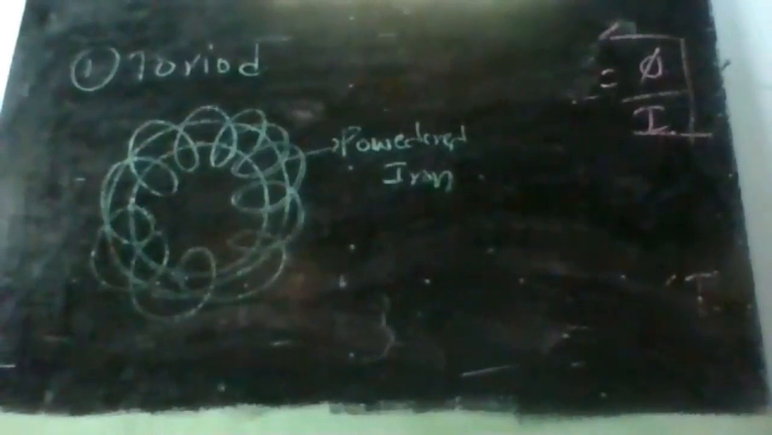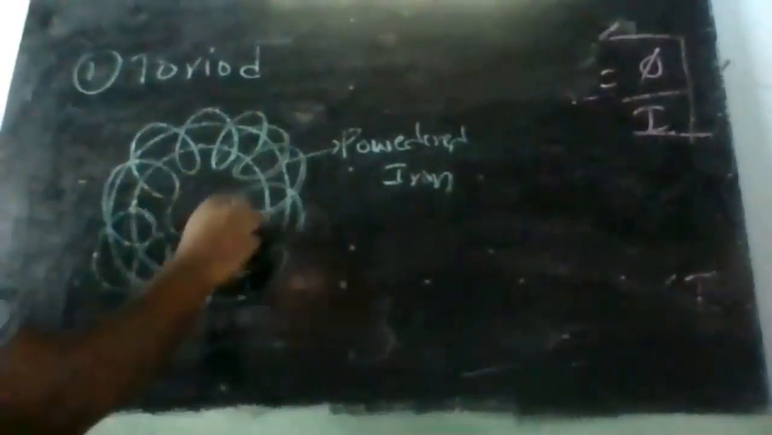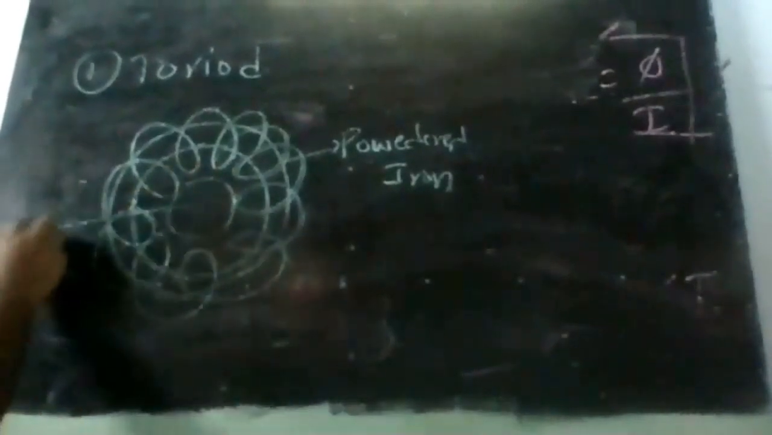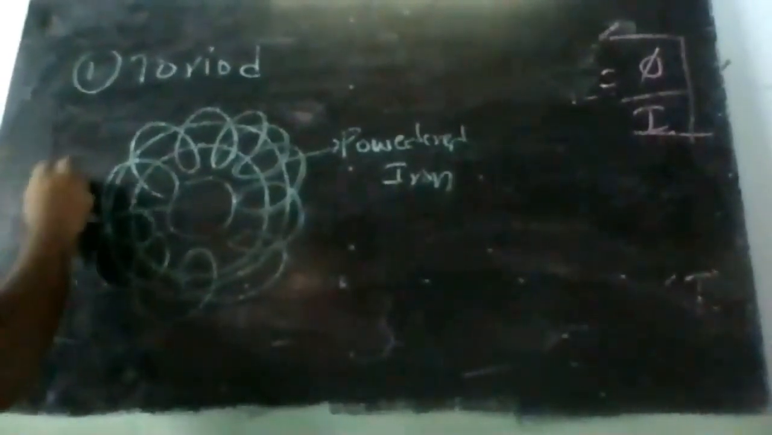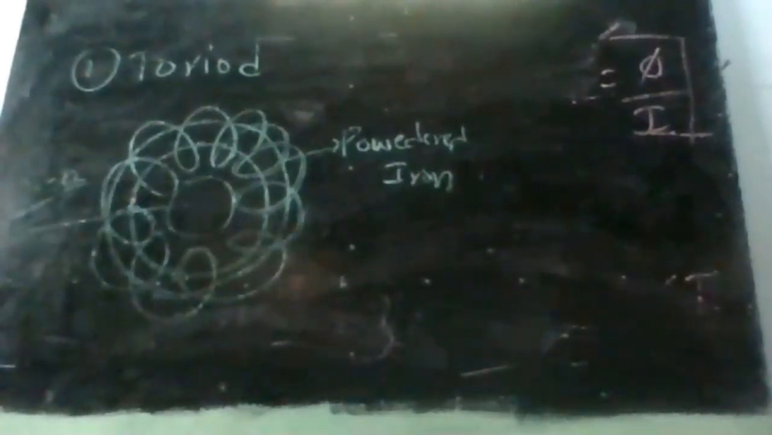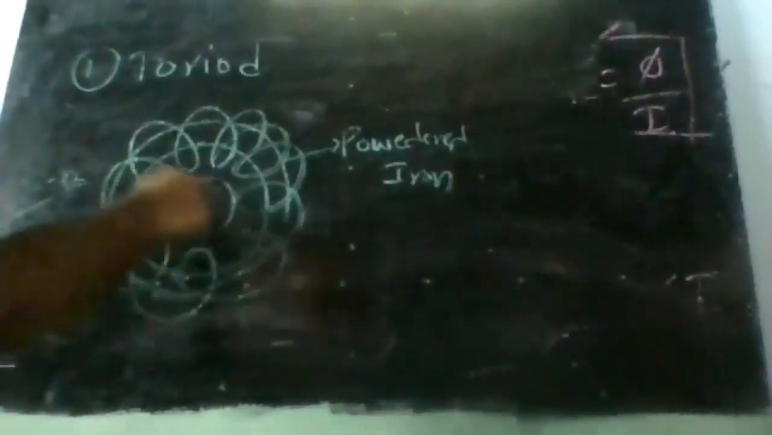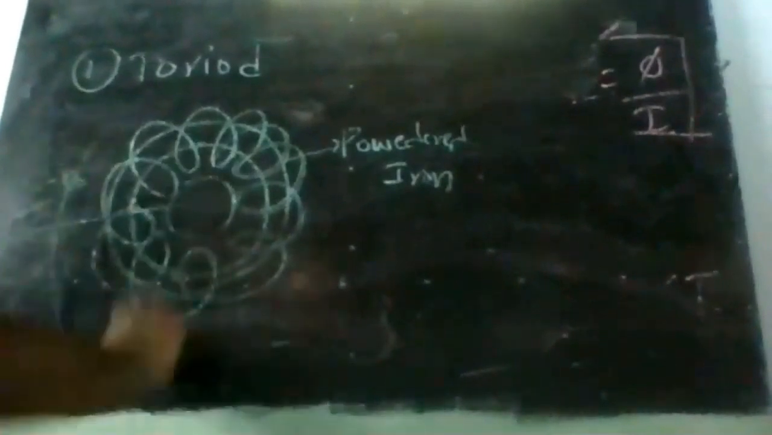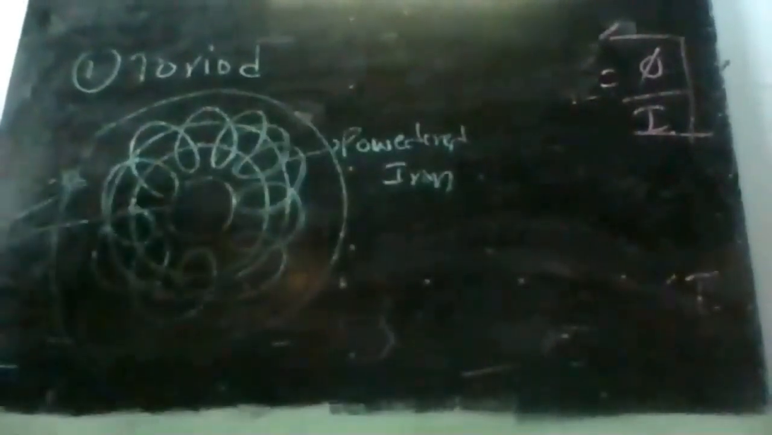For any toroid, the field inside the toroid is zero. This is a very important property that we need to remember. The field produced inside a toroid is always equal to zero. There is no field produced inside the portion. Field will be produced outside the toroid.